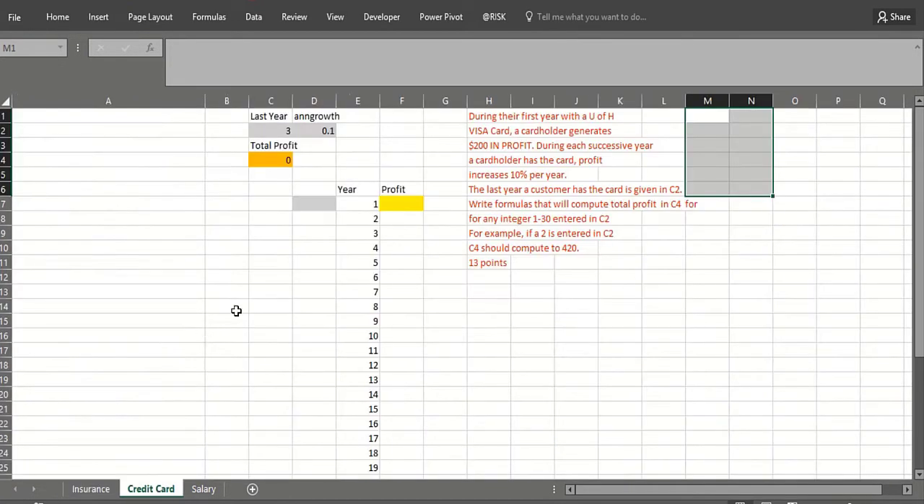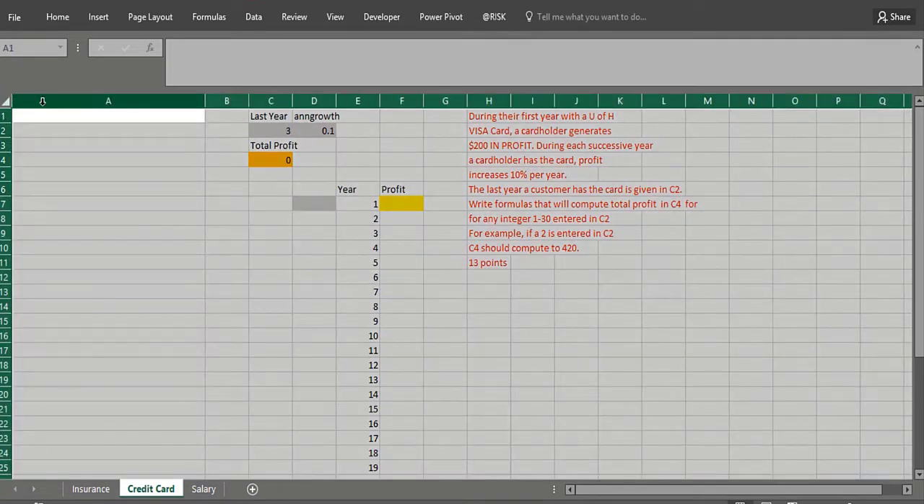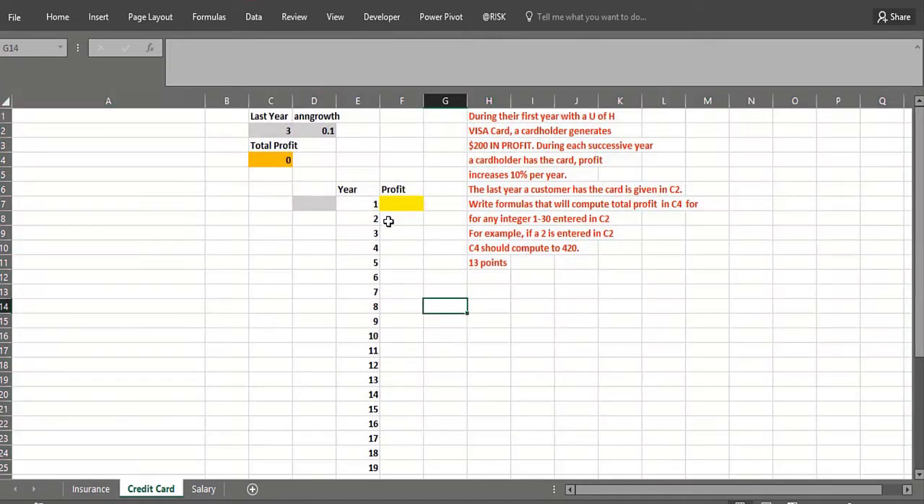Okay, let's look at a credit card example. During your first year with a credit card, you earn $200 in profit from the person who's the credit card holder. If you're the company, that's the credit card company. Every successive year, your profit goes up 10% a year, and cell C2 gives you the last year that the customer is with you on the credit card. So write formulas to compute the total profit that you earn from this customer.